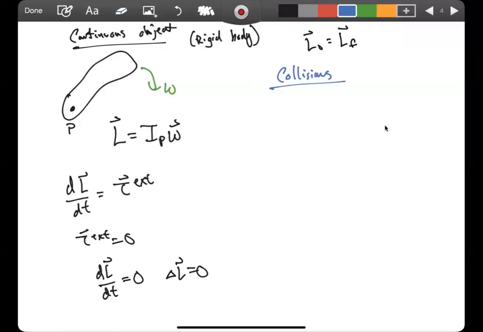So again, in general, we have the three collisions. We have elastic, inelastic, and then finally, completely or perfectly inelastic.